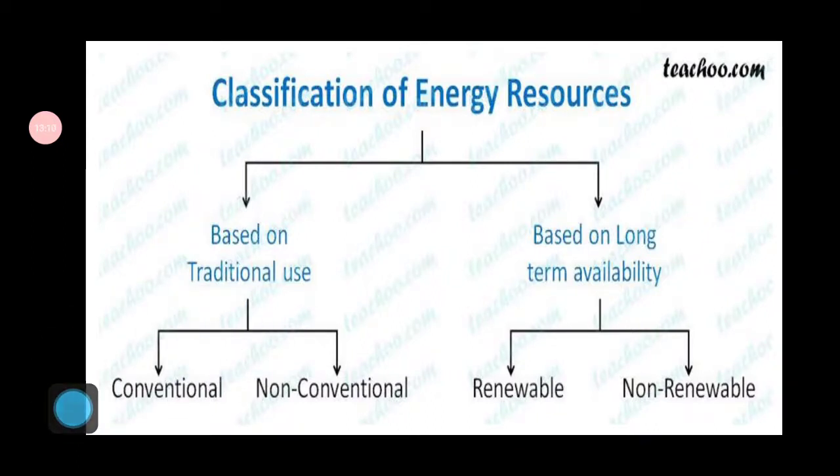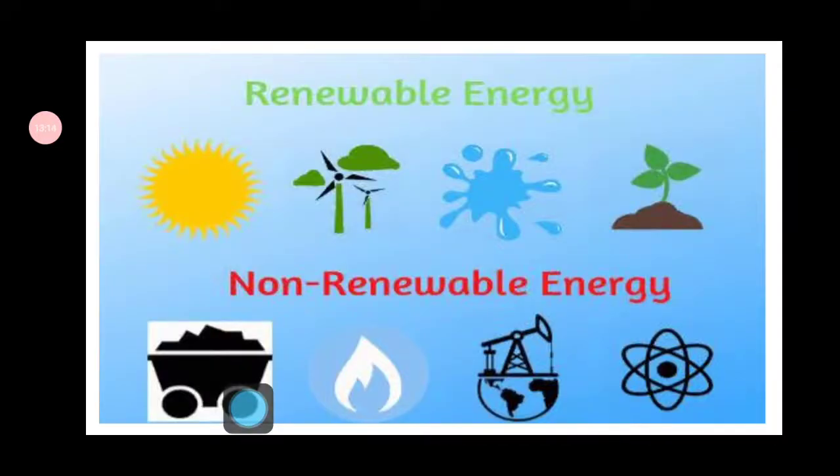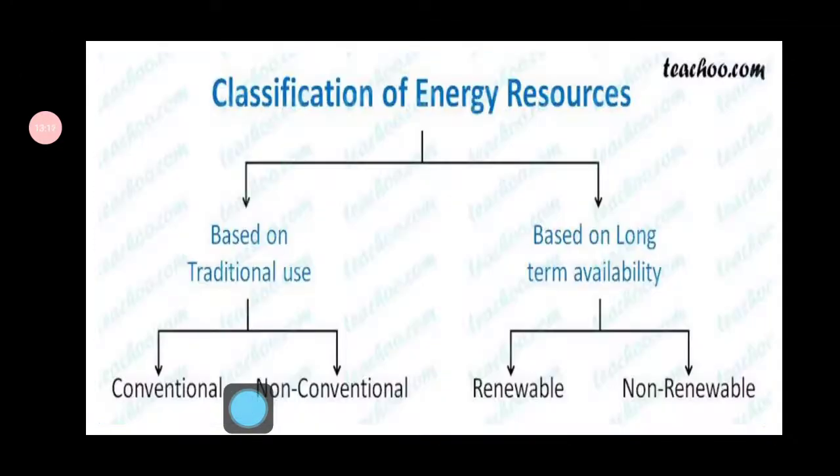And non-conventional is something new. When we talk about non-conventional energy, we consider something new, which we use as new. For example, nuclear energy, where we use radioactive materials, nuclear materials. With the help of nuclear materials, we produce energy.